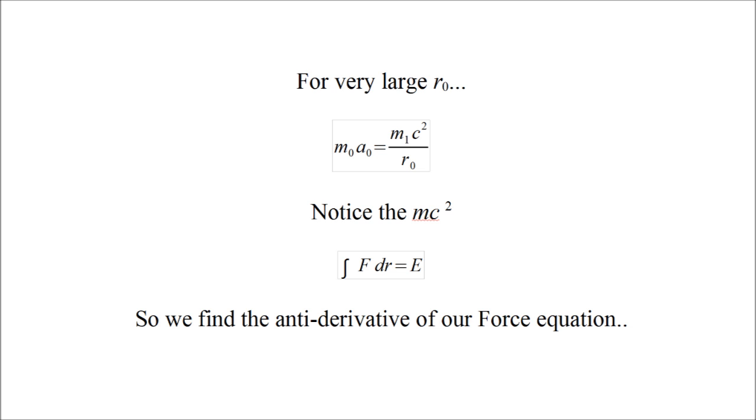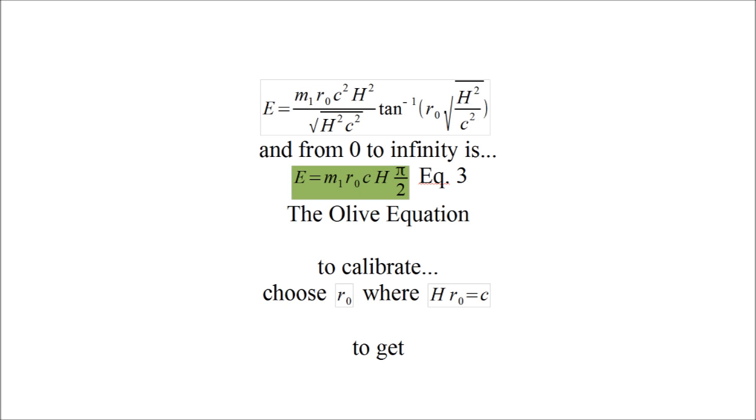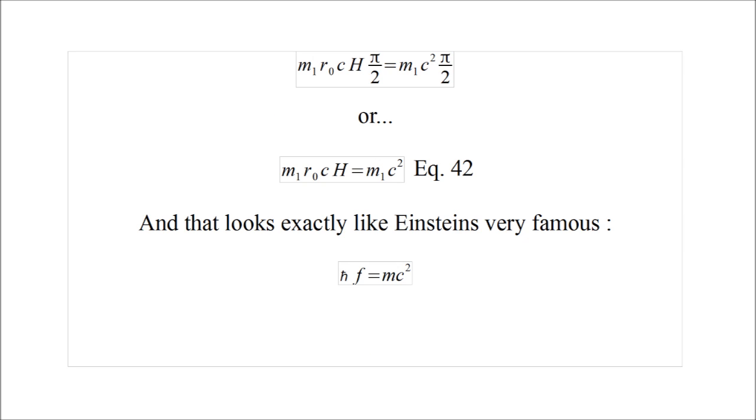But let's look closer. Work or energy is defined as a force acting over a distance, so when we calculate this over a distance from 0 to infinity, we end up with equation 3, with E equals m sub 1 times r sub 0 times c times h times pi over 2. And when we choose hr sub 0 equal to c, the natural unit for time, we end up with something that looks like Einstein's h bar f equals mc squared, where h bar is Dirac's constant, or a reduced Planck's constant. F is the frequency, m is the mass of the particle, and c is the speed of light. In other words, it seems that not only does force emerge from the geometry of warped space, so does energy.